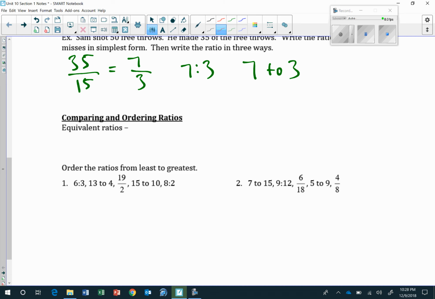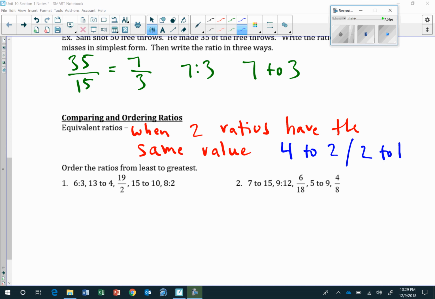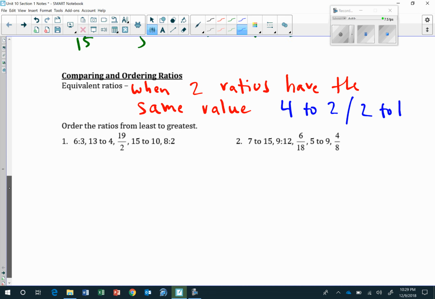On the next part, it says comparing and ordering ratios. So we need to go ahead and define equivalent ratios. Equivalent ratios are when two ratios have the same value. So one example is if you have the ratio of 4 to 2, an equivalent ratio would be 2 to 1. They have the same value. So at the bottom of the page, it says we're going to order the ratios from least to greatest.